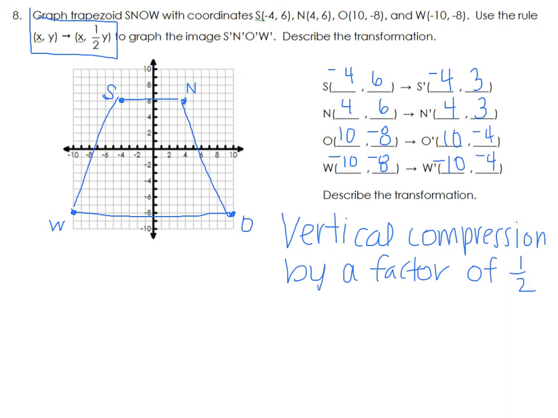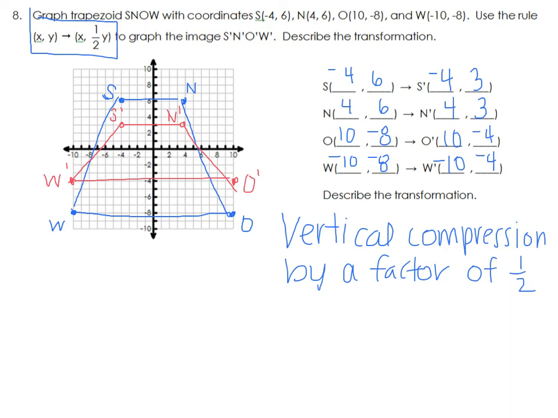So when I go to graph that, we've got (-4, 3), and there's S prime. Then we've got (4, 3). We've got (10, -4) for O prime, and W prime, (-10, -4). When I draw that, hopefully you see width-wise, it did not get fatter or skinnier, but it did get shorter. So that's why this is a vertical compression.